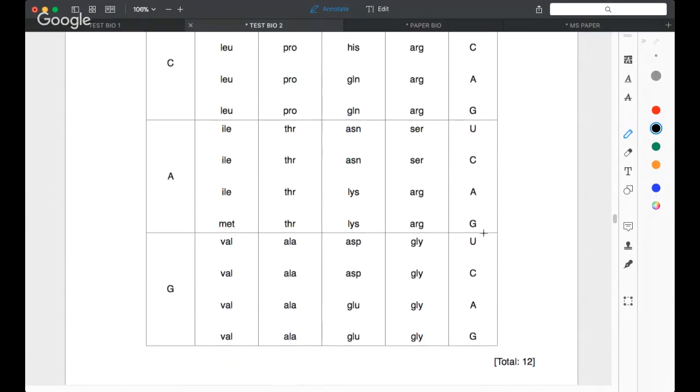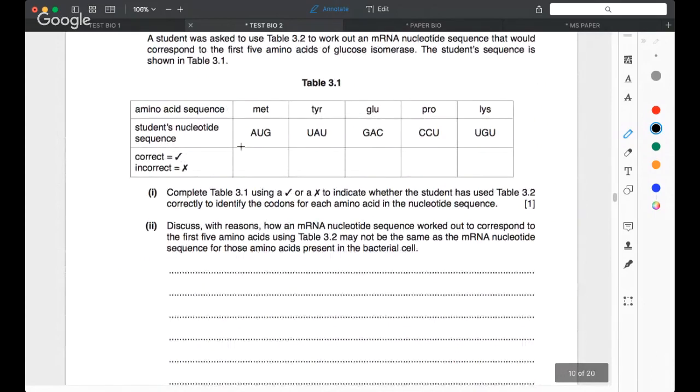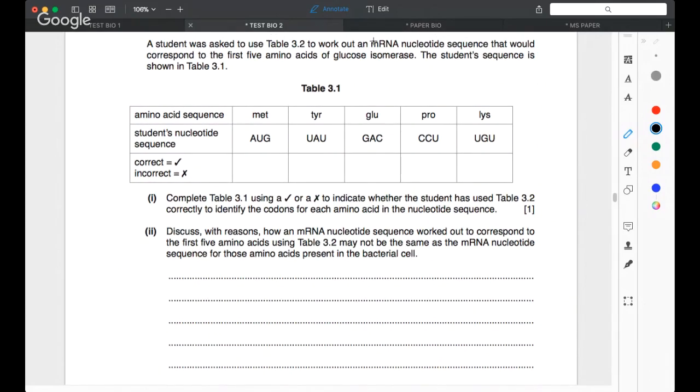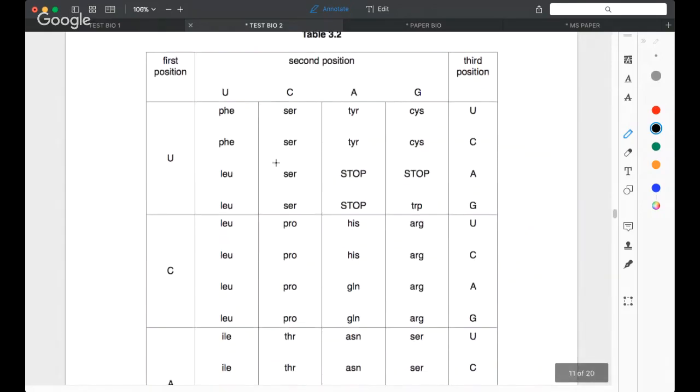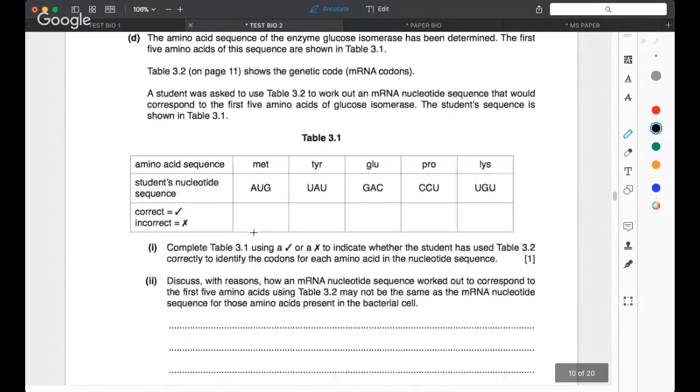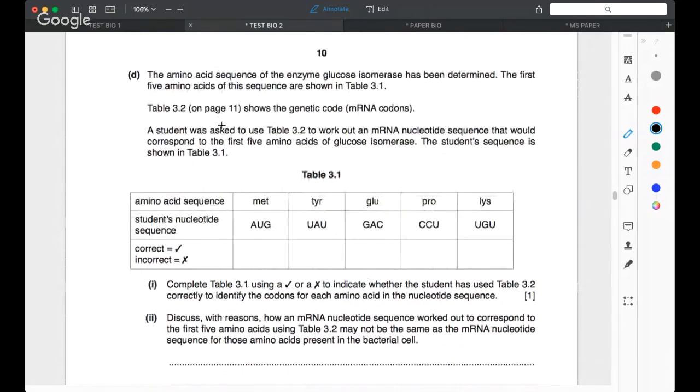Oh, okay. So it's AUG, like that. Yeah. Okay. Wait, the student was asked to work out... So they're not asking for the complementary, they're asking for... So we don't need to first make this T, sorry. You tell me. Look at the mRNA nucleotides. That would correspond to the first 5 amino acids. What are you talking about? I feel like it would be wrong.